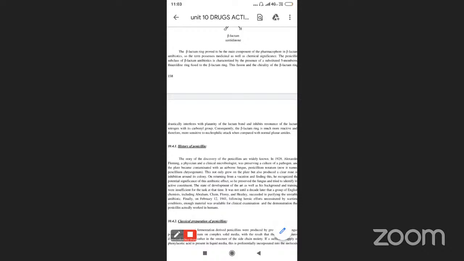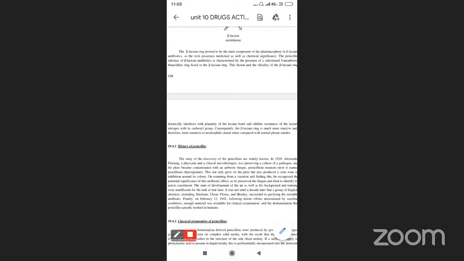Okay, and the modification of the lead compound, that is QSAR studies and SAR studies, then clinical trials and approval of the drugs and the marketing. So these are the various steps, the sequence, in drug chemistry, right?